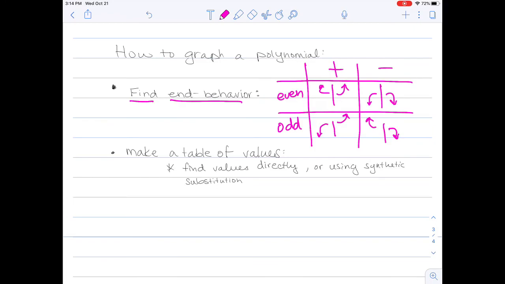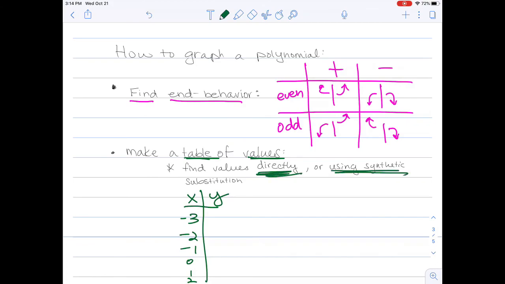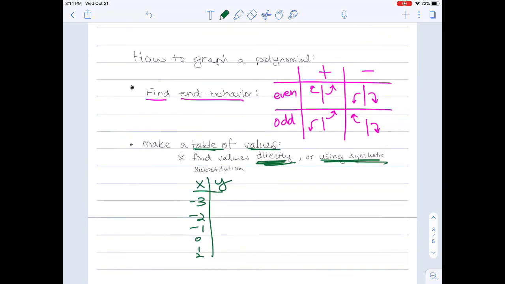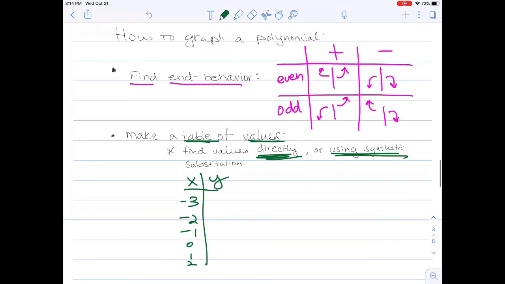And then to know what's going on in the middle, because remember I told you end behavior only tells you the ends, you're going to make a table of values. So remember, a table of values looks like this, where you're going to pick some middle values, whatever that looks like. It could be -3, -2, -1, 0, 1, and 2, or whatever values you decide are appropriate. You can solve them directly or using synthetic substitution to find those values quickly. Okay, and we'll go ahead and do some of those in class. That's it for notes right now.